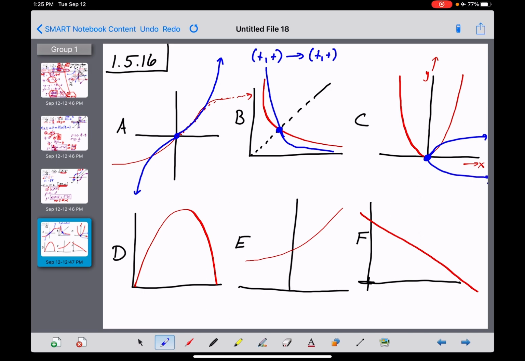How about D? Now this kind of looks like we have a downward opening parabola, but we're not at the origin anymore like we were before.